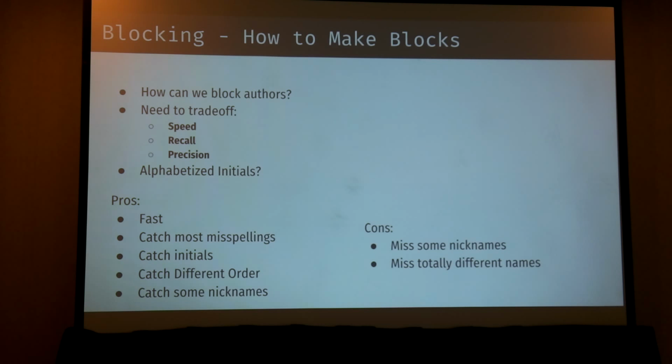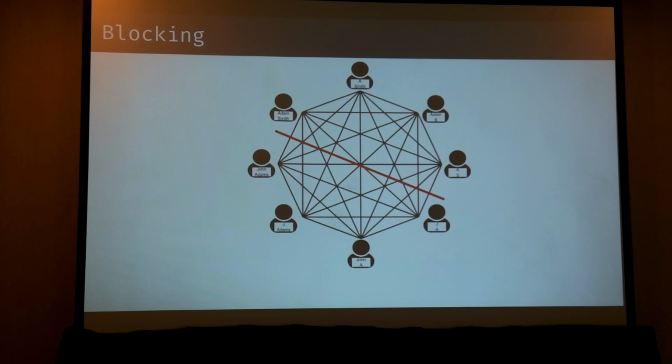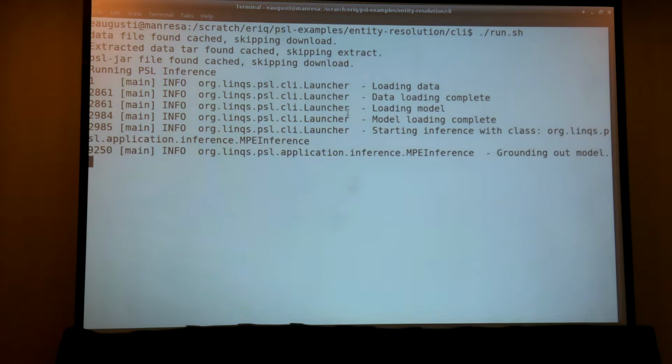So we can do something like this, and if we kind of look at our example, using the alphabetized initials is the exact idealized blocking we were looking for. This cuts our graph exactly how we want to see it. So that's real good, and that's how we have it computed in the example. So let's go ahead and take a quick look at our results.